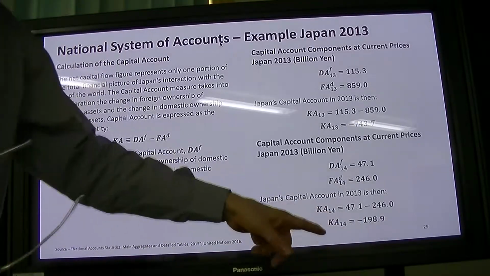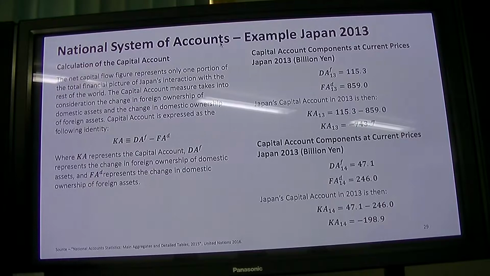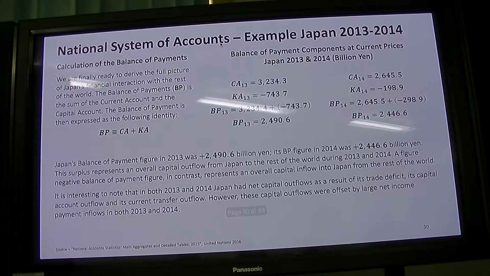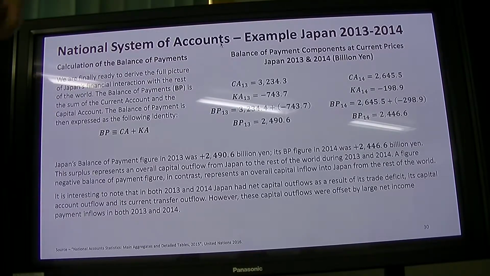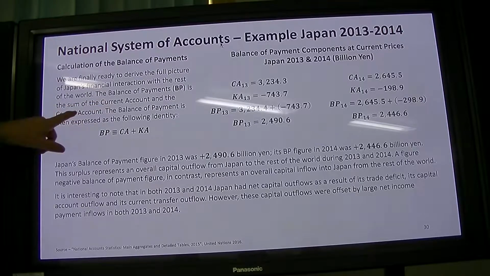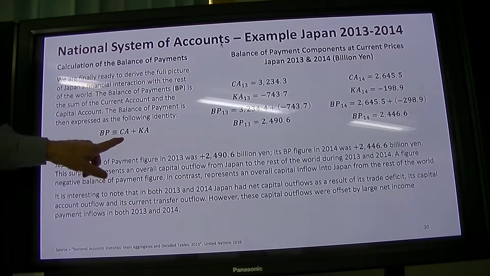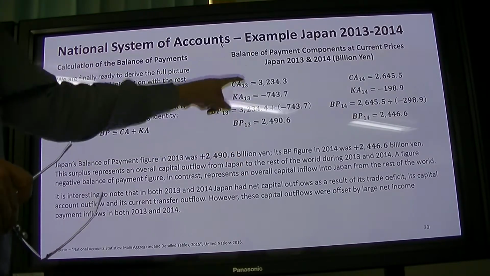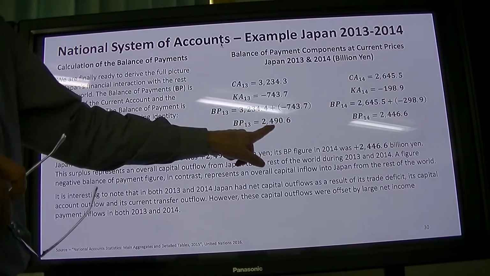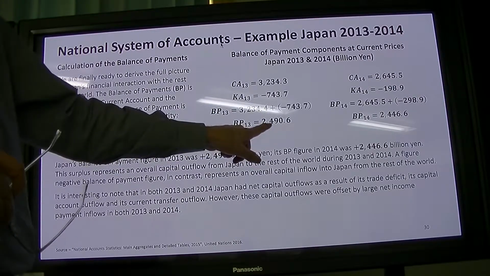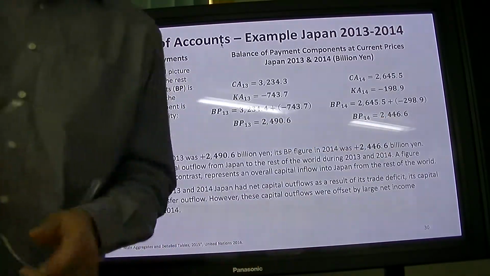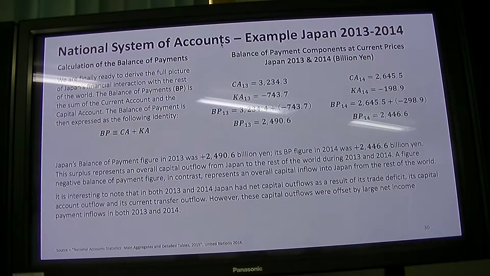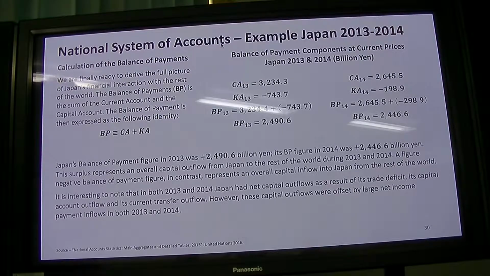So these totals are quite small, and the overall gives the full picture of Japan's interaction with the rest of the world. That's the balance of payments. At the end, the balance of payments is the sum of the current account and the capital account. That's that identity. And the total, the balance of payments, shows that Japan was a net lender to the rest of the world of 2.49 trillion yen. In 2013, 2014, 2.45 trillion yen. So a net lender, that means net capital outflow from Japan to the rest of the world.